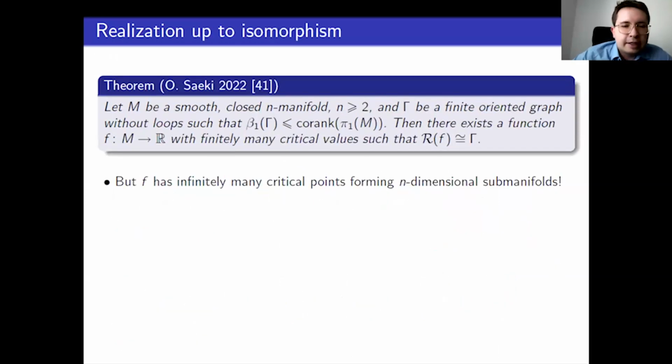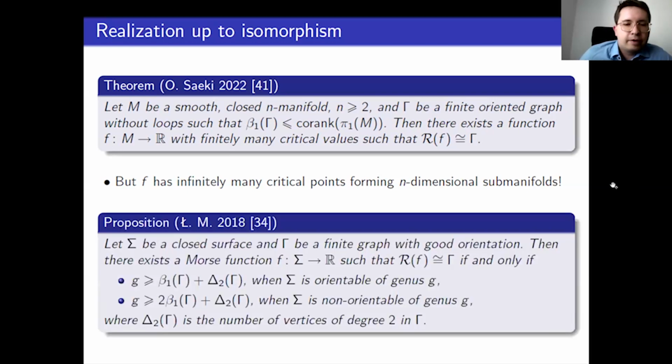And recently Saeki provided a construction of a function whose Reeb graph is isomorphic to a given graph gamma, but the function has finitely many critical values, but infinitely many critical points. And in fact, these critical points form n-dimensional submanifolds. So such functions do not reflect many topological properties of a manifold.